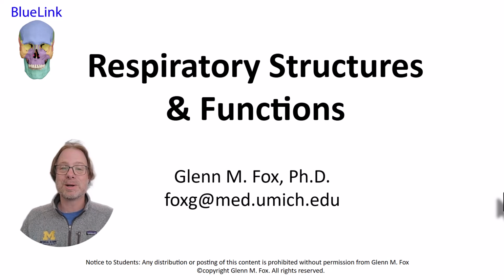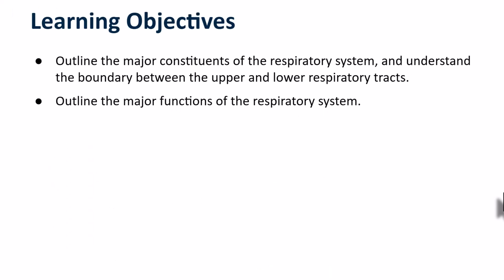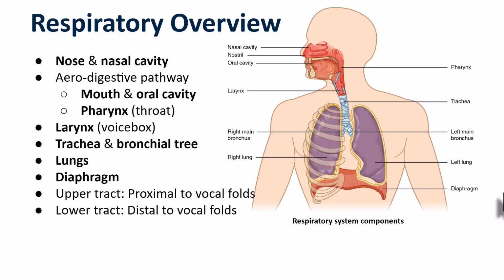So let's talk about the respiratory structures and functions. In this video, we'll outline the major constituents of the respiratory system and understand the boundary between upper and lower respiratory tracts. We'll also discuss the major functions of the respiratory system. So the respiratory system is a lot more detailed than folks would imagine outright. Whereas it seems quite parsimonious with respect to the pathways that air will go and the organs involved, there are a lot of fine details to master.